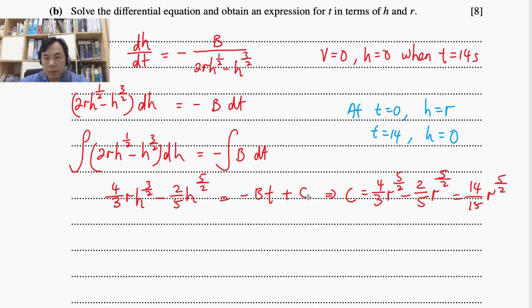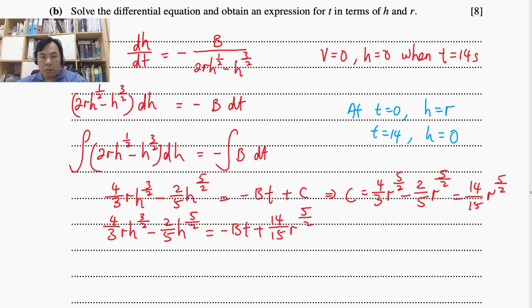Now we can substitute this one in here. We will have 4/3 r h^(3/2) minus 2/5 h^(5/2) is equal to negative bt plus 14/15 r^(5/2). All right, now we are almost there. Finally, at t equal to 14, h is equal to 0. So h is equal to 0 when t is equal to 14. Therefore, we can conclude that b is equal to 1/15 r^(5/2).